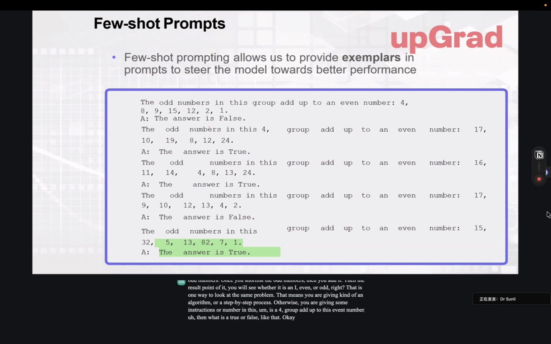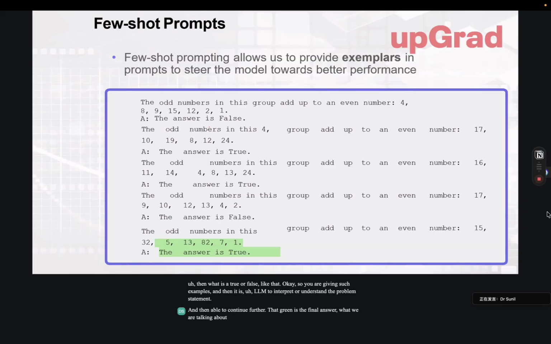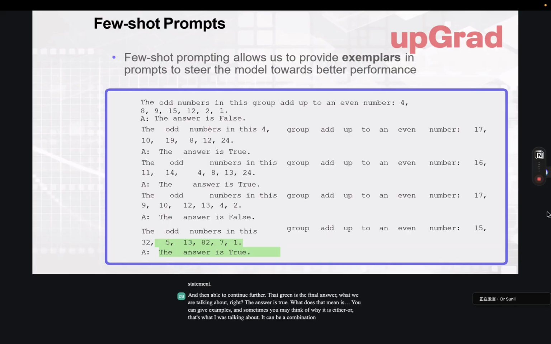So you are giving such examples, and then it is up to the LLM to interpret or understand the problem statement and continue further. That green is the final answer we are talking about, right? The answer is true. What that means is you can give examples, and sometimes you may wonder why it is either or. That's what I was talking about. It can be a combination of that.